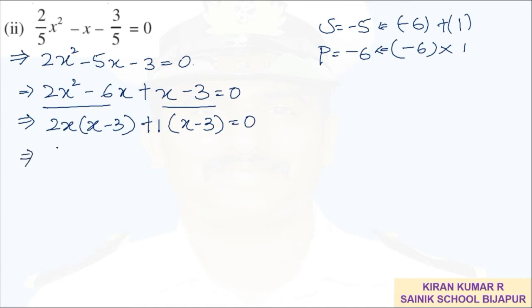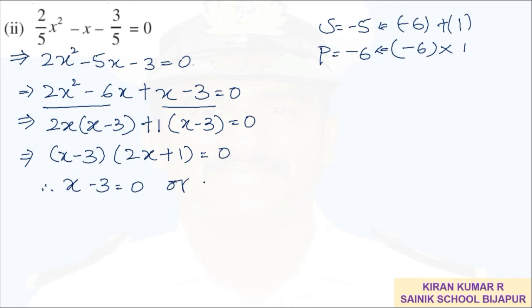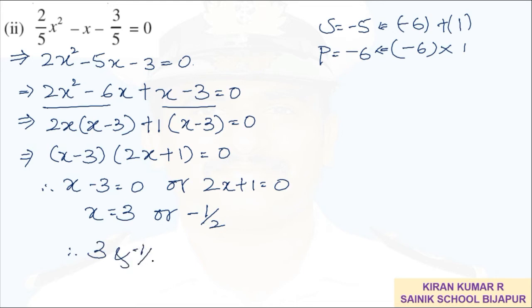In the next step we have x minus 3 common, the left out is 2x plus 1 equal to 0. Therefore either x minus 3 equal to 0 or 2x plus 1 equal to 0. The value of x is 3 or negative 1 by 2. Therefore 3 and minus 1 by 2 are the roots for the given equation.